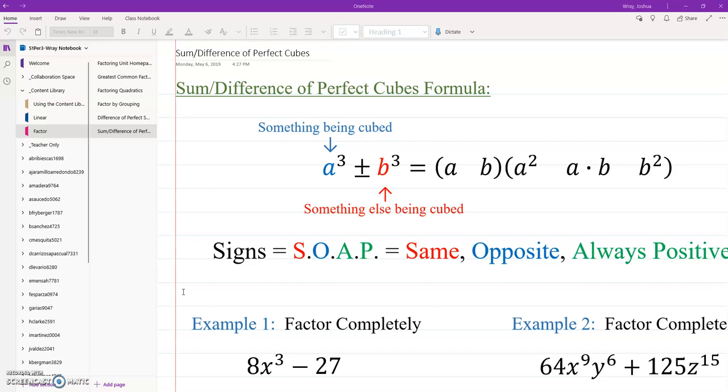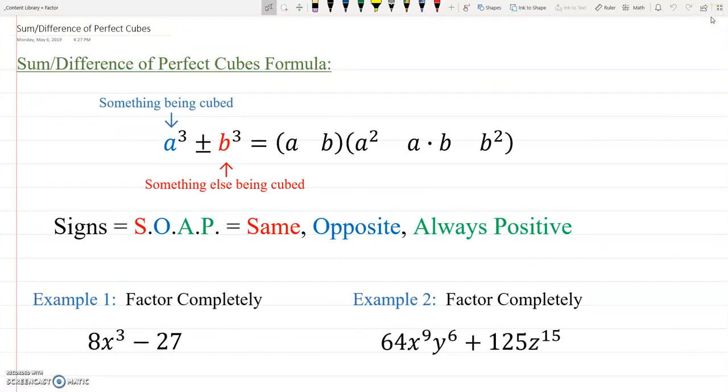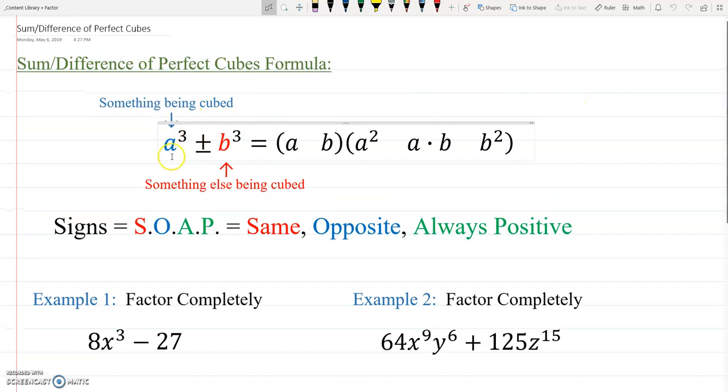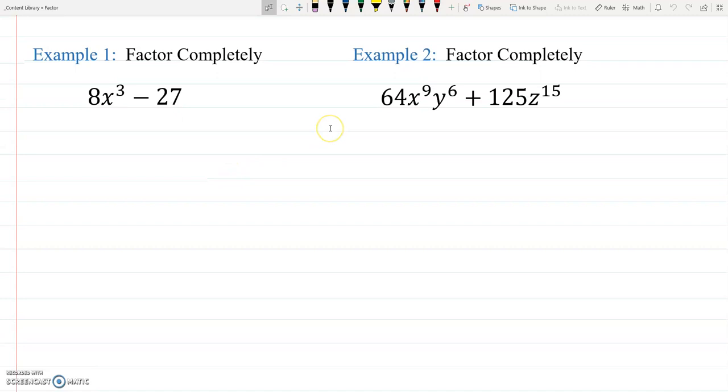No problem. I want to ignore all this stuff in the beginning here and just start with example 1 and then come back up. The first thing I'm going to do, because we have our a and our b again, a cubed plus or minus b cubed, plus or minus just meaning it can be plus or minus, is start by figuring out what's being cubed and what's being cubed. Cubed means it's something times itself 3 times.